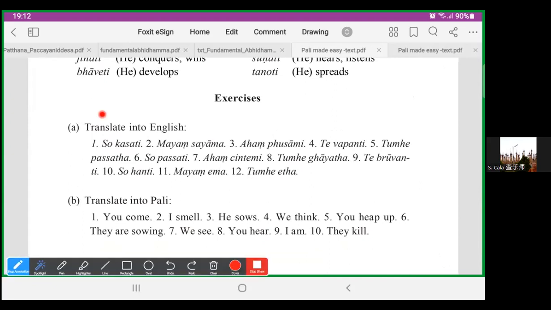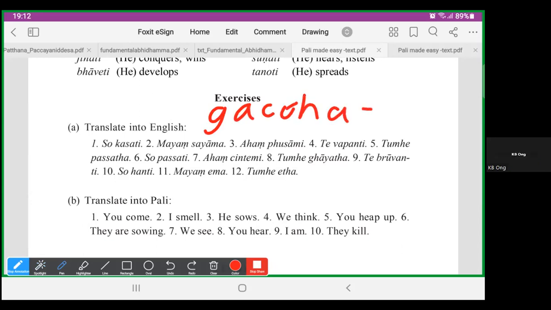Okay, next one. Sorry to interrupt. Can we say gacchasi for "come"? Yes, because last time we learned gaccha, gacchati, right? So here gacchasi. Gacchasi, okay, can also, no problem. Okay, thank you.